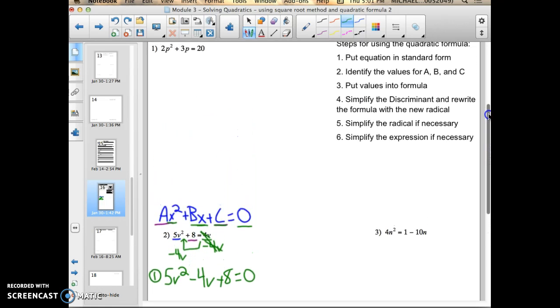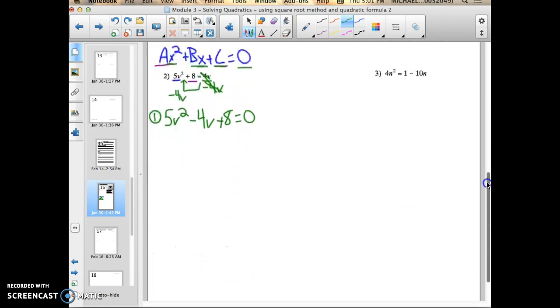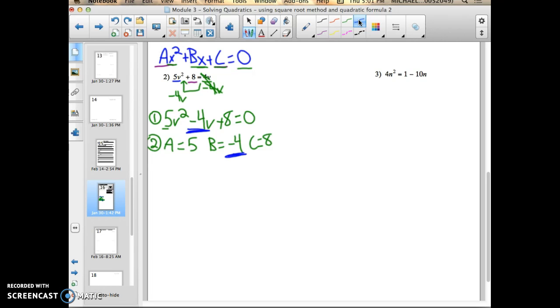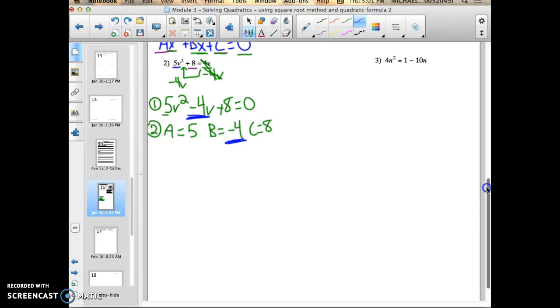So my second step is identify the values for a, b, and c. So I will do that. My second step, a equals 5. Remember the quadratic term, the coefficient there. B equals a negative 4, and c equals 8. Please, please, please remember that if it's ever a minus a number, it has to be a negative number.